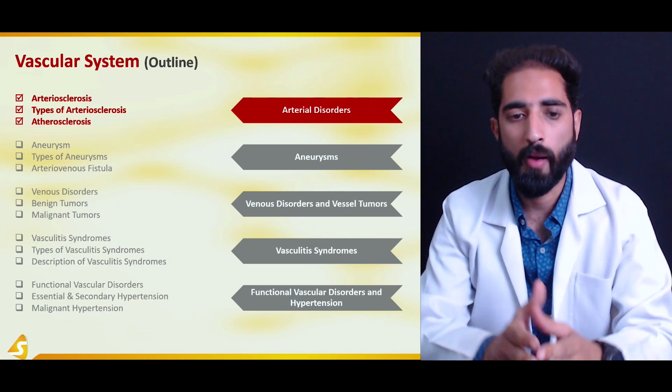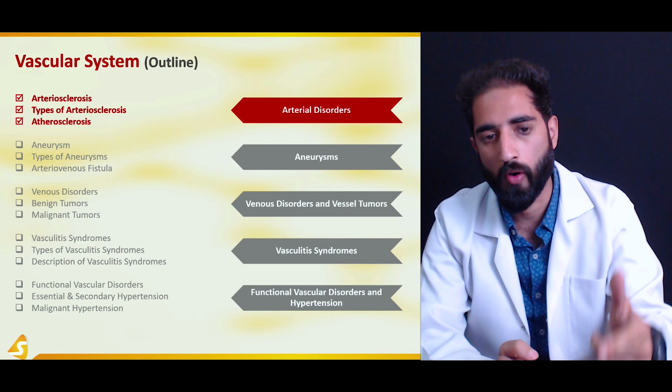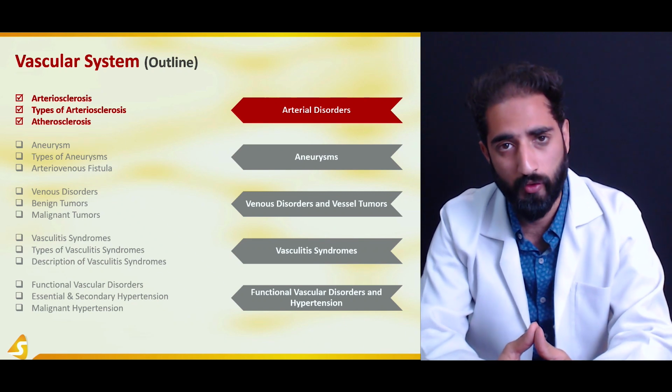So that was all about the arterial disorders of the vascular system. We talked about arteriosclerosis, the types of arteriosclerosis, and specifically atherosclerosis.